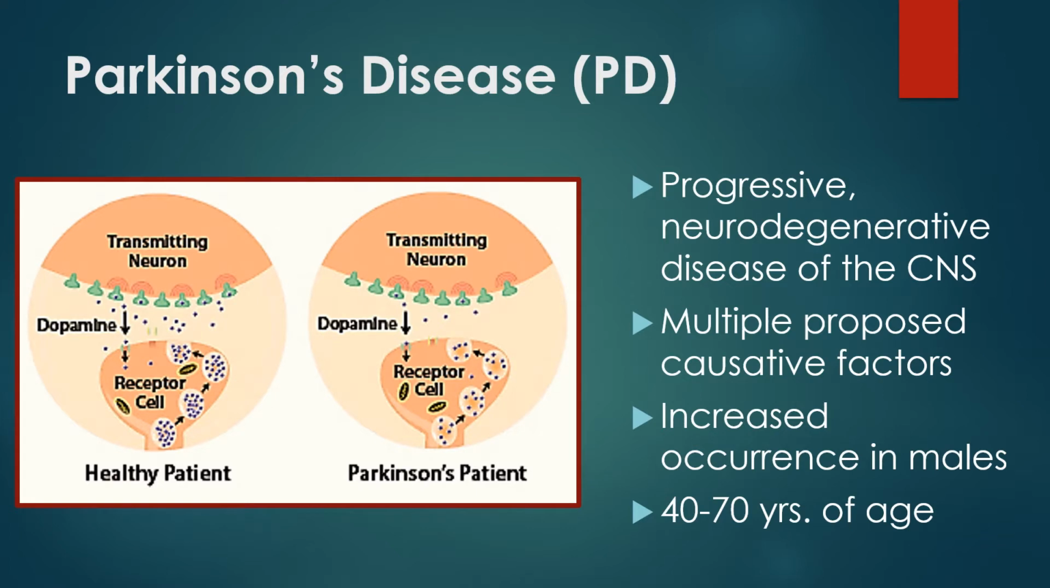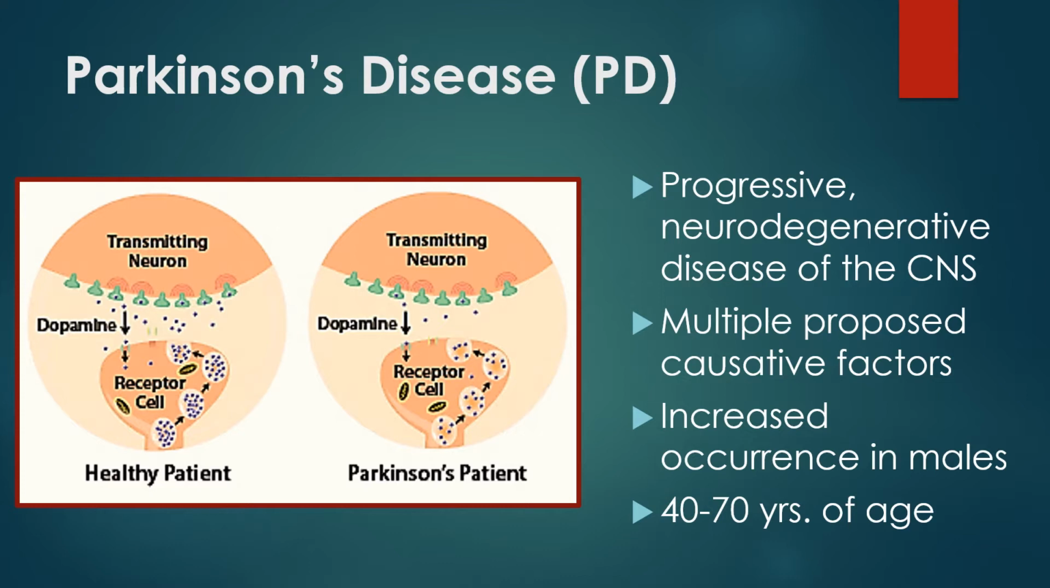Parkinson's disease is a progressive neurodegenerative disease of the central nervous system. It manifests primarily in motor dysfunction, such as tremors. Factors that are considered to be potential causative factors are as follows: idiopathic in origin, brain injury or tumors, environmental toxins, antipsychotic medication use, and genetic predisposition.